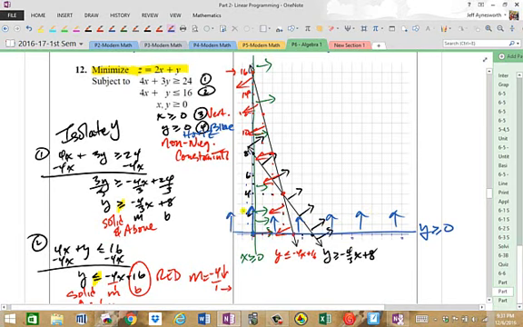So where do all of these intersect? Where do all of them intersect? And so we need to figure that out. So let's see.